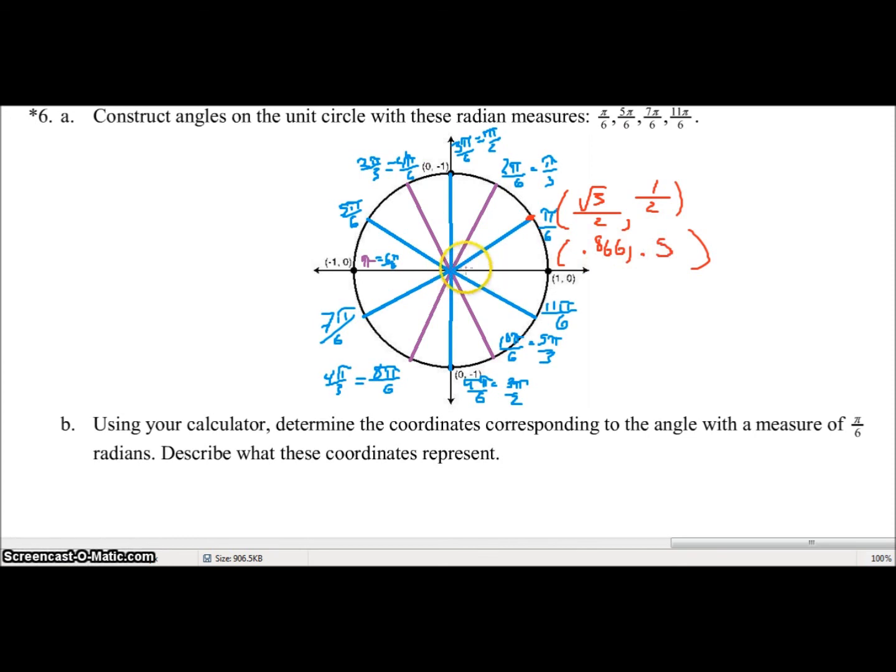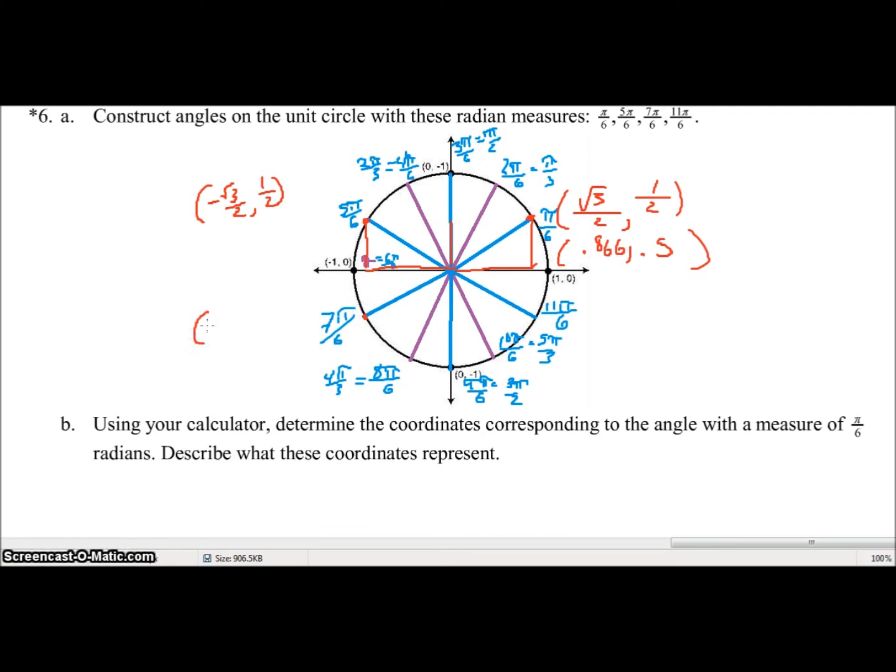So that just means that we go 0.866 of the radius this way, and then 0.5 or 1/2 of the radius vertically. Let's see, for this one, 5 pi over 6, you can just look and tell that the coordinates are pretty much the same, except this one will be a negative square root of 3 over 2, and this one will be a positive 1/2, and you could confirm that with cosine of 5 pi over 6 and sine of 5 pi over 6.